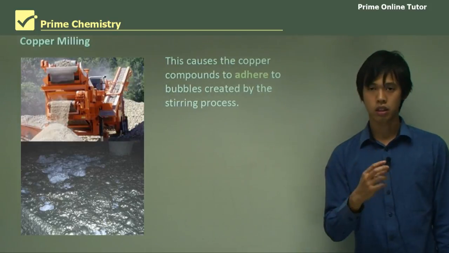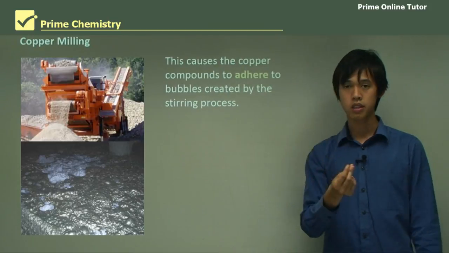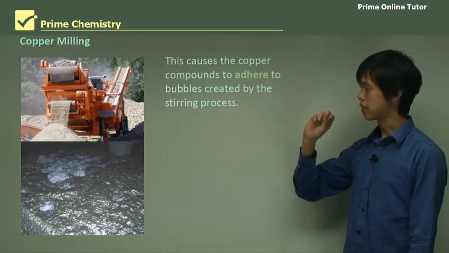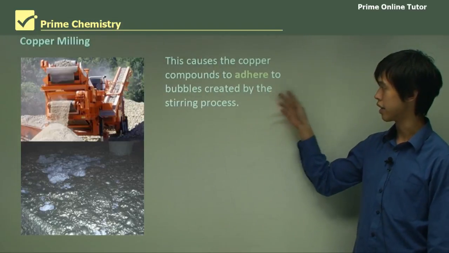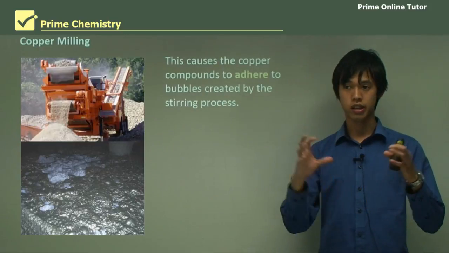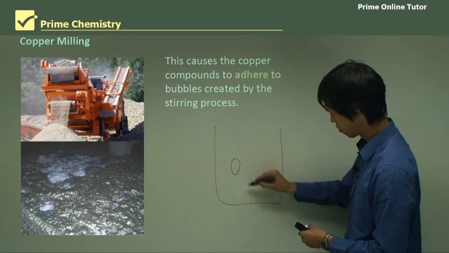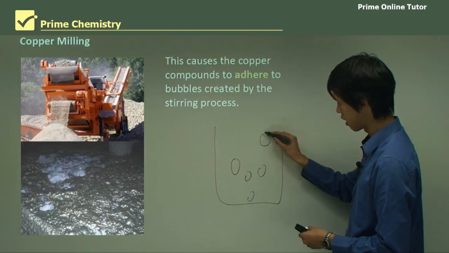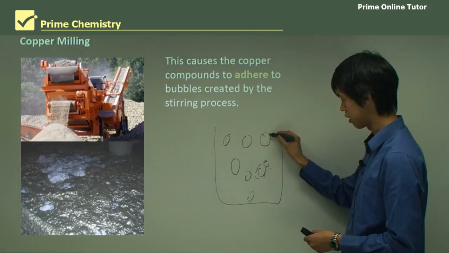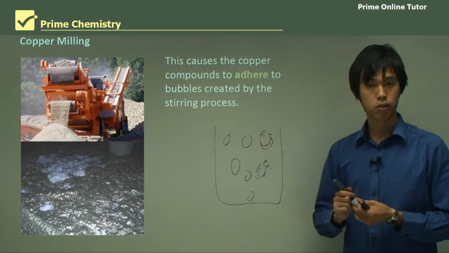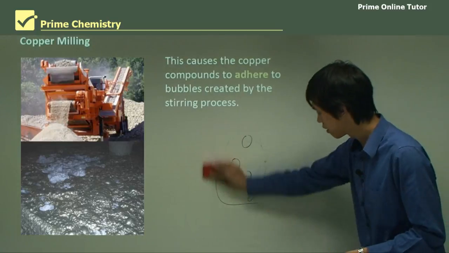The chemical that we put in essentially causes the copper compounds, anything with copper in it, to stick to the bubbles created by the mixing process. So you get a tank that is stirred with air, and the copper will stick to the outside of these bubbles. And where do bubbles go? Well, they go upwards. So what happens then?